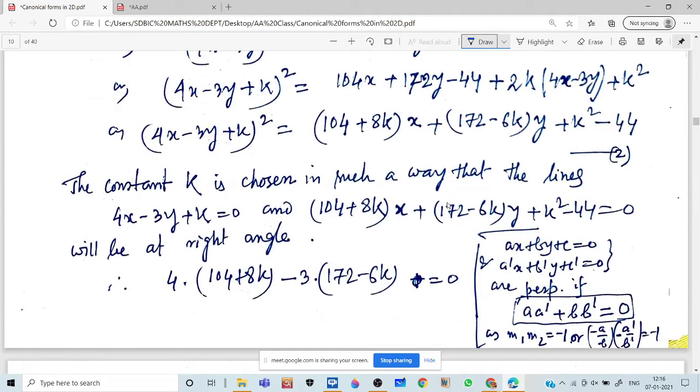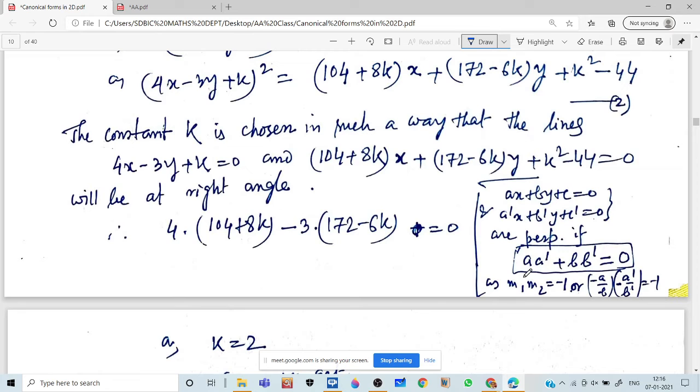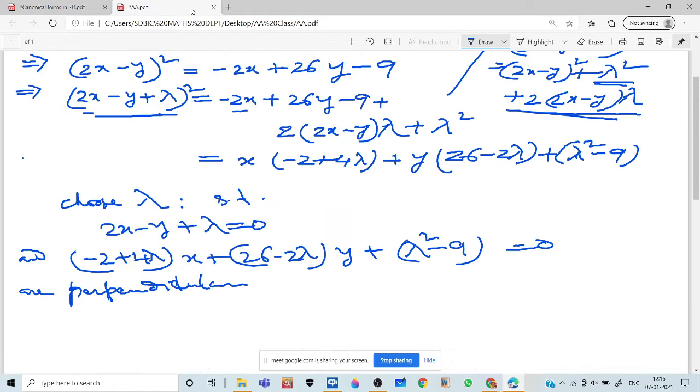This is the condition: for one straight line ax + by + c = 0 and another straight line a'x + b'y + c' = 0, they are perpendicular if aa' + bb' = 0.